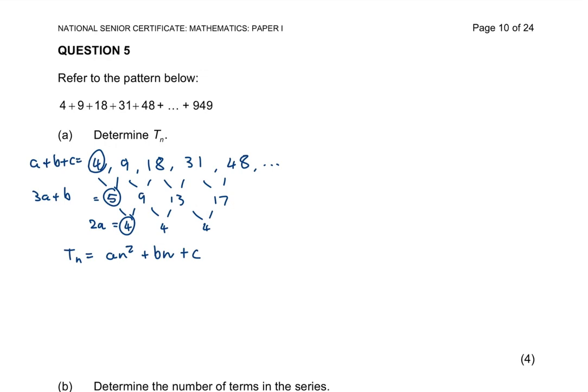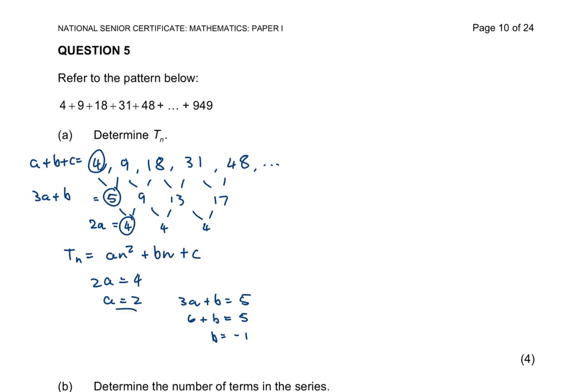All right, so now we can go ahead and solve for a, b, and c. So if 2a is equal to 4, that implies that a must then be equal to 2. Okay, well, if a is equal to 2, and we have that 3a plus b must be equal to 5, and then we substitute in 2 for a, we get 6 plus b must be equal to 5, and if we rearrange, we get b must be equal to -1.